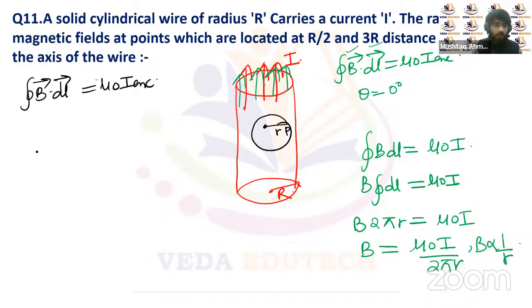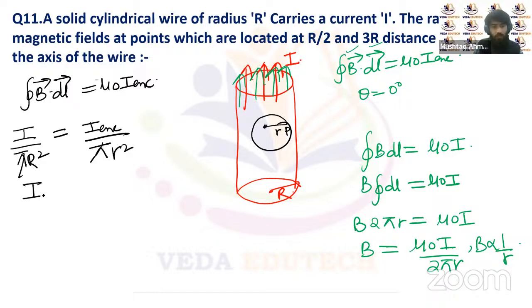Or we can say that the current density has to be a constant here, right? So current density will be I, that will be current divided by perpendicular area, that will be I upon pi R square, right? That has to be the current density of this Amperian loop as well. That will be I enclosed upon the area of this Amperian loop, that's pi r square, right? Pi and pi will get cancelled. So the current enclosed by this Amperian loop is nothing but I r square upon capital R square, right?